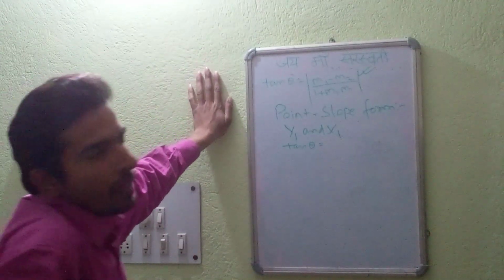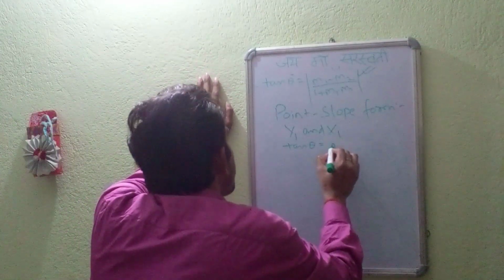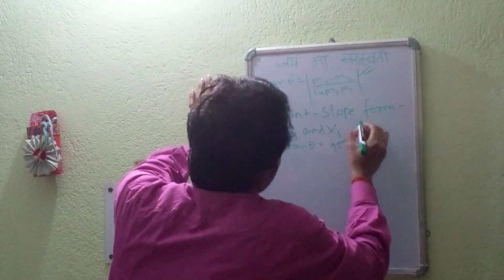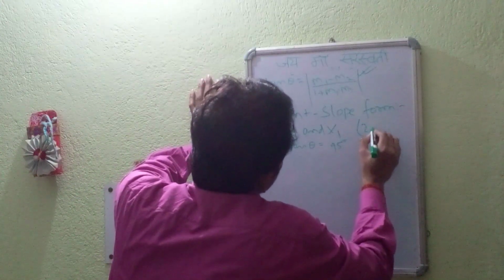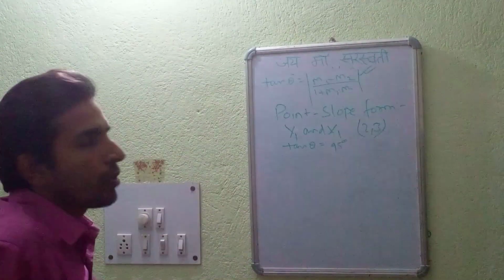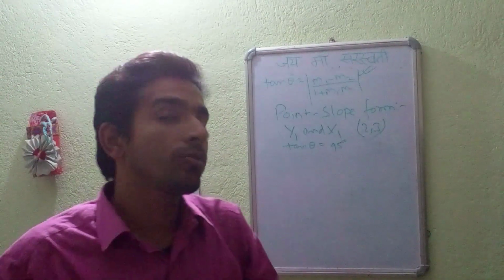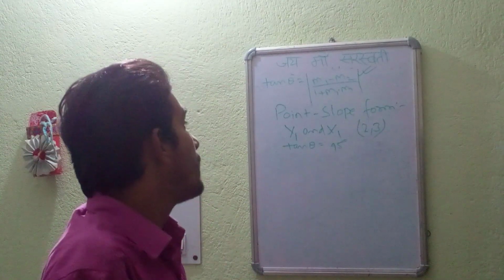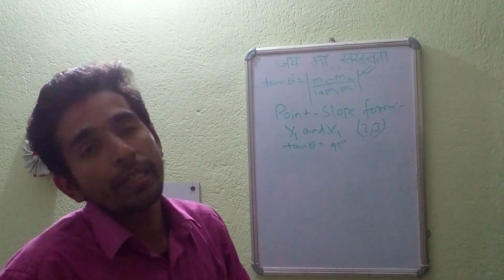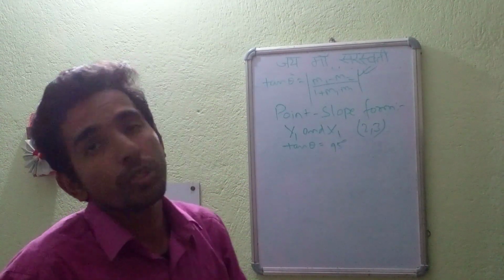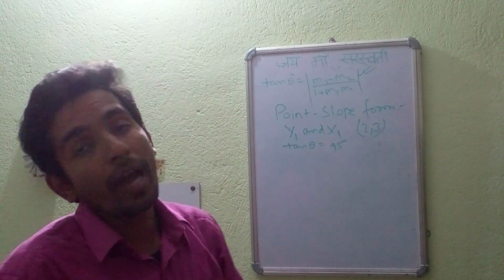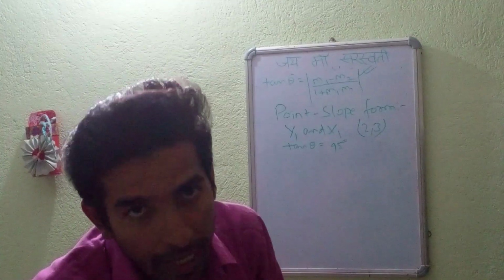Suppose one angle is given. Suppose it is 45 degrees with the positive direction of the x-axis, and one point is given in the first quadrant only, 2, 3. So the question will come like this in the point slope form. The question will be like this: a straight line is passing through the point 2, 3 and that straight line is making an angle of 45 degrees with the positive direction of the x-axis.